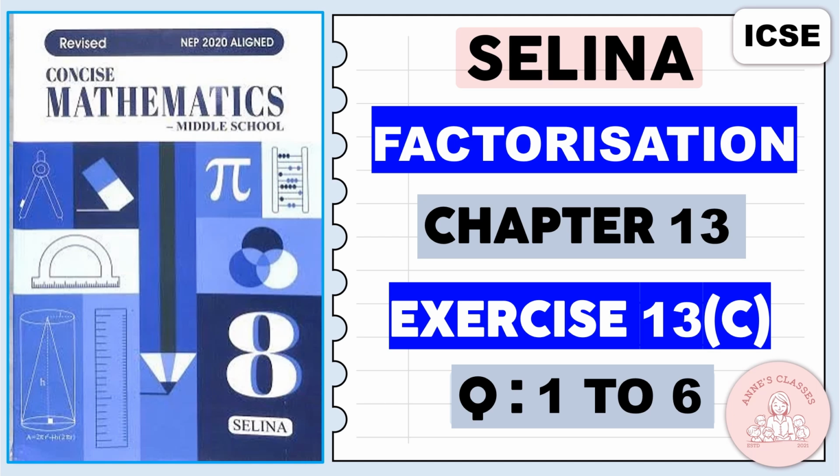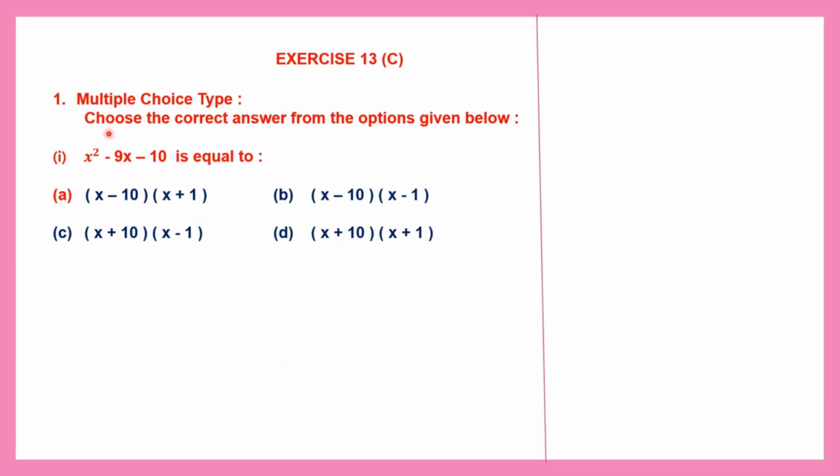Let's do factorization, chapter 13. Question, the multiple choice type. Choose the correct answer from the options given below. First question, x square minus 9x minus 10. So let's write that down here. Now x square minus 9x minus 10.